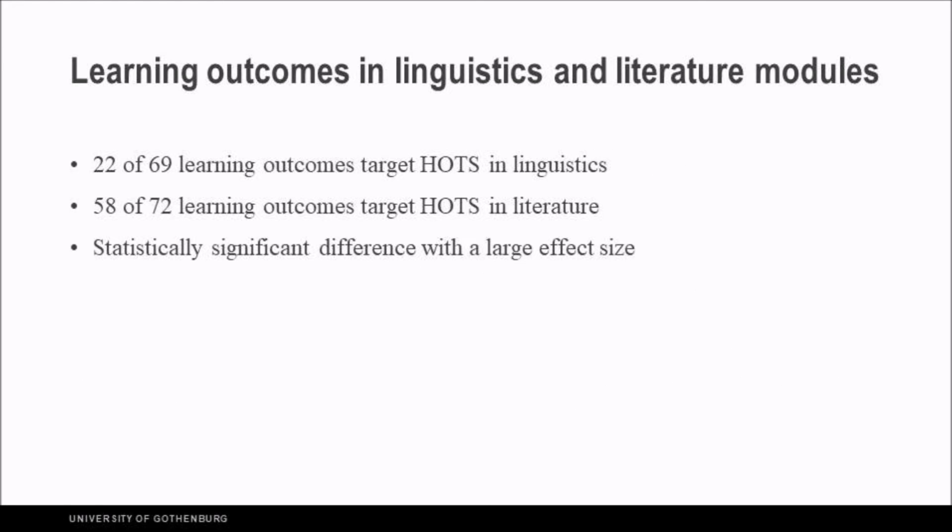Here we look at the same data but analyze it in consideration of this division between linguistics and literature, and I found that 22 of 69 learning outcomes target high-order thinking skills in linguistic modules, and that 58 of 72 learning outcomes target high-order thinking in literature modules. And a statistical analysis was conducted to investigate this difference, and I found that there was a statistically significant difference with a large effect size.